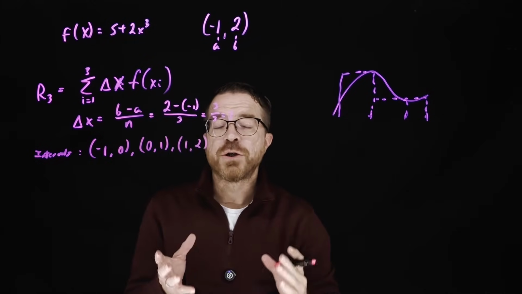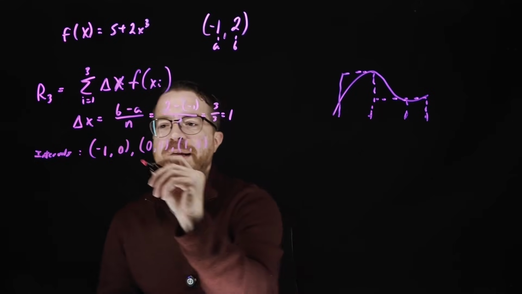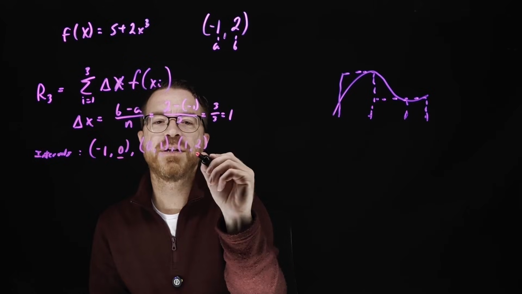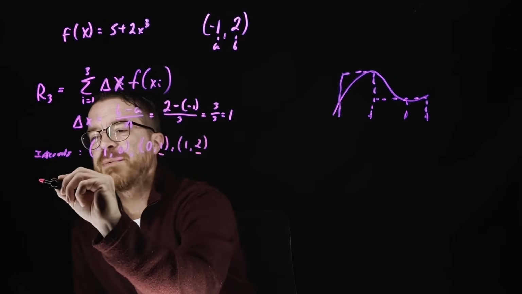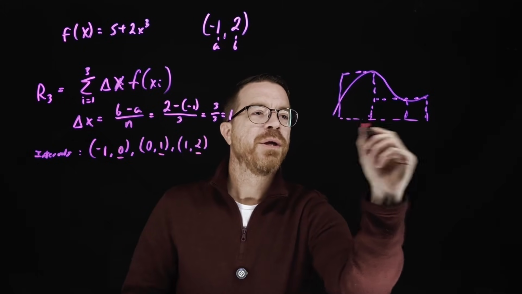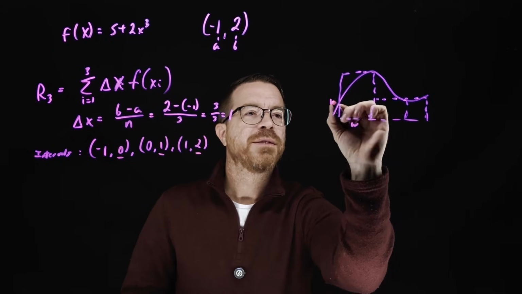So now that we know what our intervals are, we can look at what our right-hand endpoints are. For the first interval, it's 0. For the second interval, it's 1. And for the third interval, it's 2. So this means we can now, if we think about our rectangles, what we're really looking at is we're trying to figure out the width times the height.